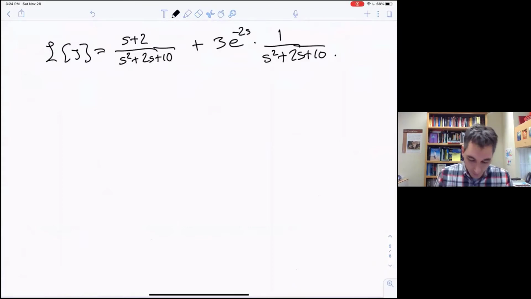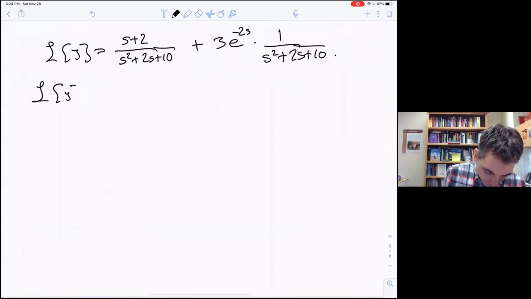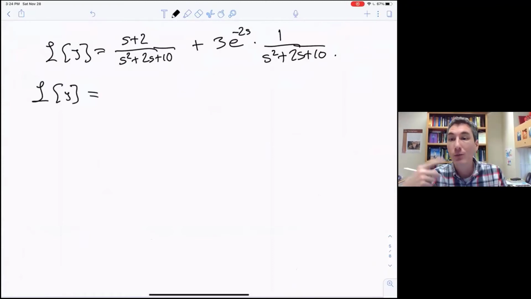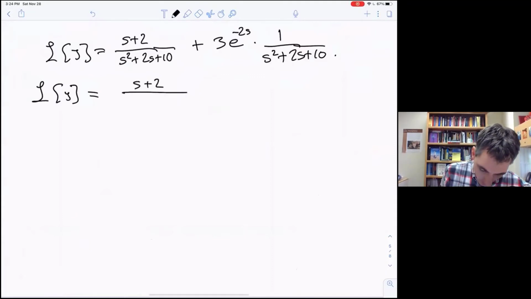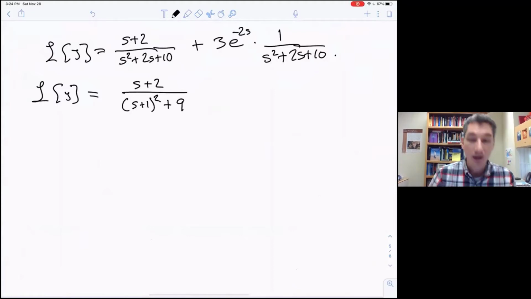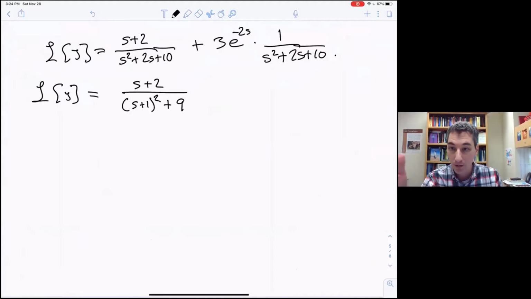So the first thing is you'll notice the denominator looks like an irreducible quadratic. So I need to factor that. Well, not factor it, but write it in terms of the shift. L of y, that's s plus 2. And then this is going to be s plus 1 squared plus 9. So that 10 is really 1 plus 9. And then s squared plus 2s plus 1 is a double root of s plus 1.